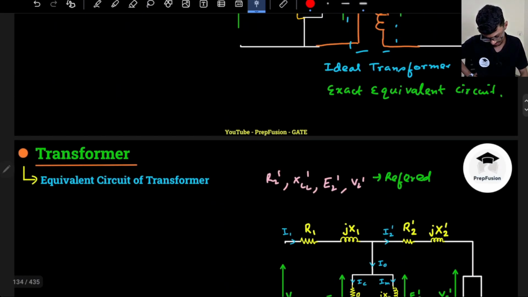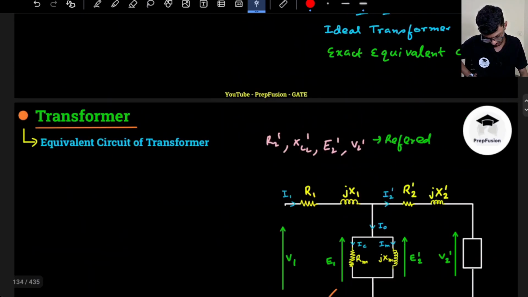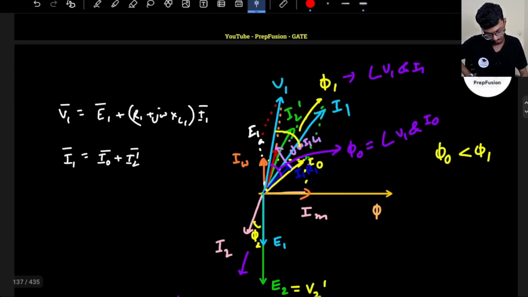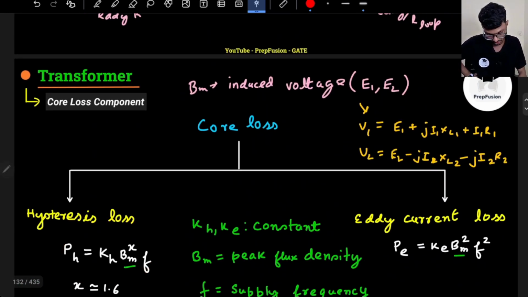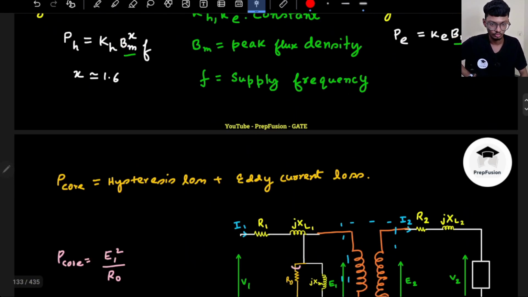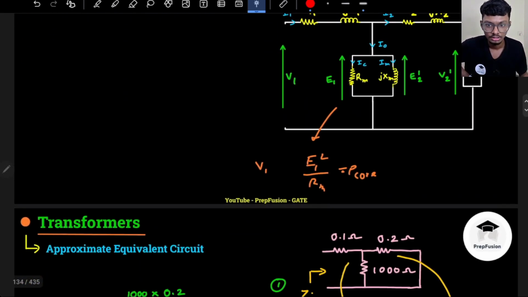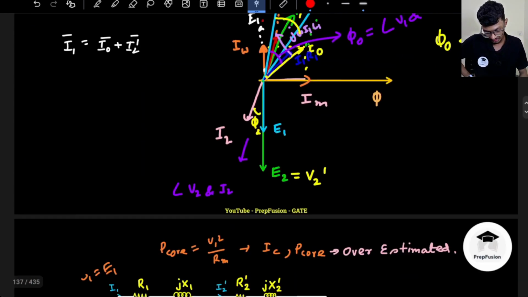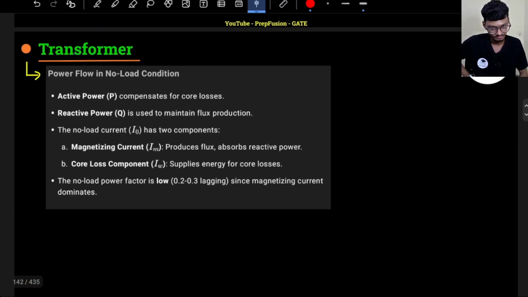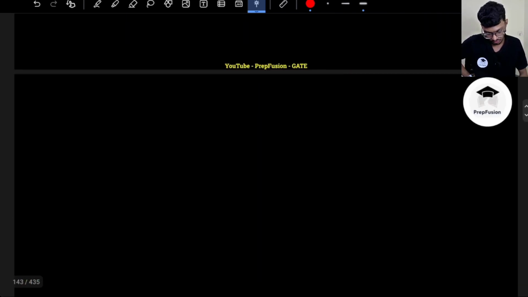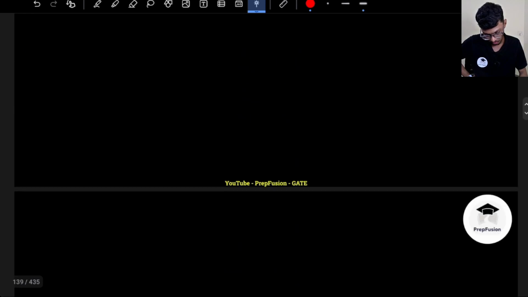So I guess we are done with this approximate analysis and hysteresis loss. We will discuss the formulas later on, don't worry. I just wanted to specify a few things, like why this core loss component comes. Now let's draw a phasor diagram if I have a load connected. Let's assume that it is kind of ideal only, so mainly these drops we don't consider.